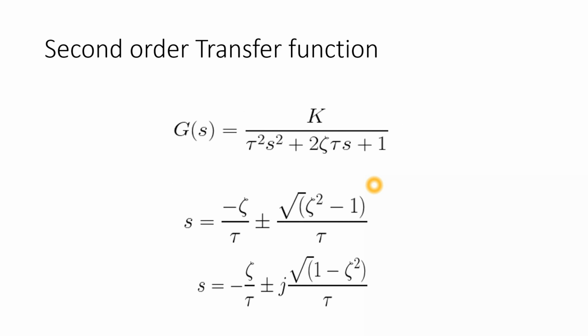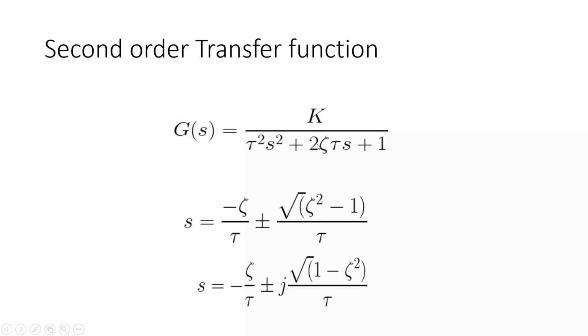You can see here it is a second order transfer function in general form, that is K upon tau square s square plus 2 zeta tau s plus 1. I put this equation equal to 0, then by the Sridharacharya formula I can get s is equal to minus zeta upon tau plus minus under root zeta square minus 1 upon tau.